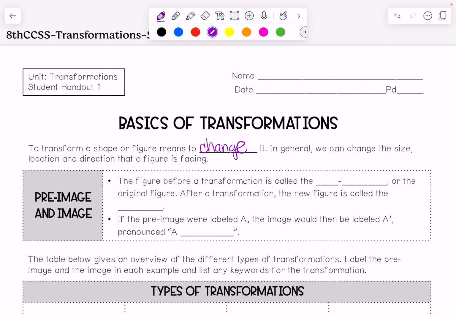Before we make a transformation, that figure is called a pre-image, or the original figure. After the transformation, the new figure is called the image. If the pre-image were labeled A, then the image would be labeled A with an apostrophe, and we read that as A prime.